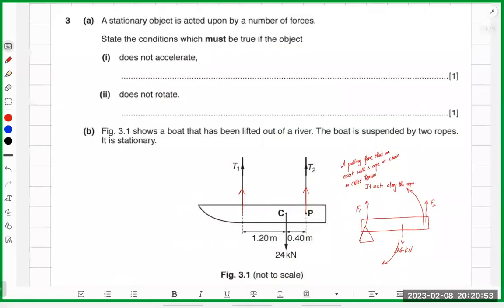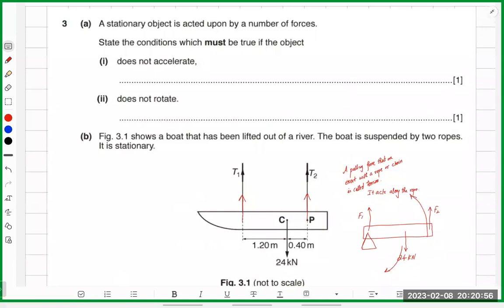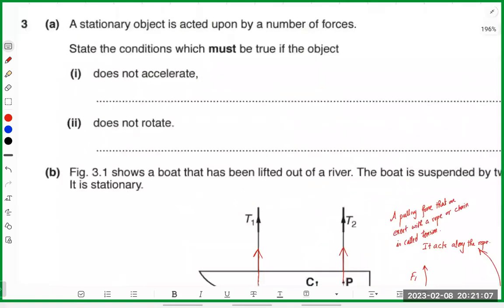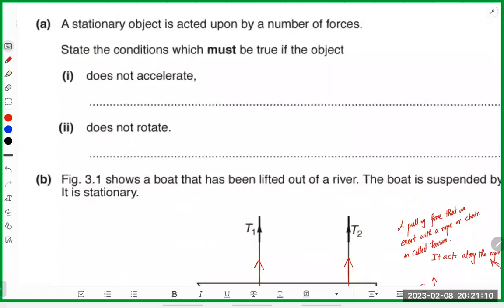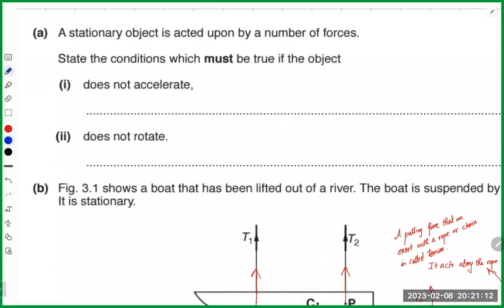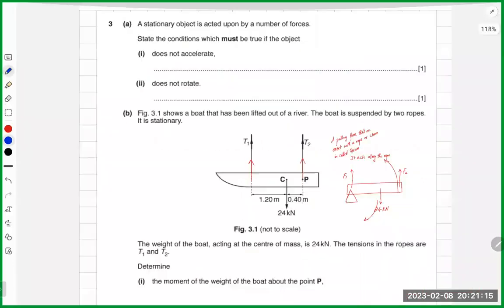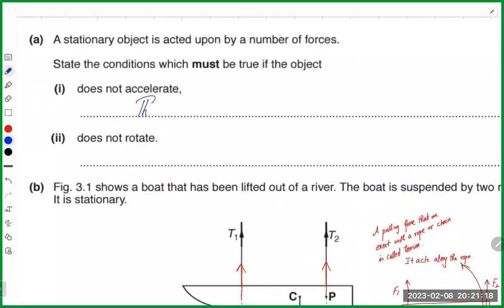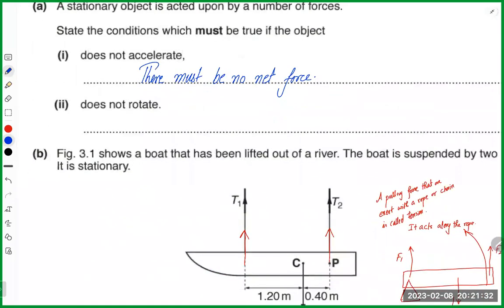A stationary object is acted upon by a number of forces. State the condition which must be true if the object does not accelerate and does not rotate. If an object is not accelerating, there must be no net force. Does not rotate.